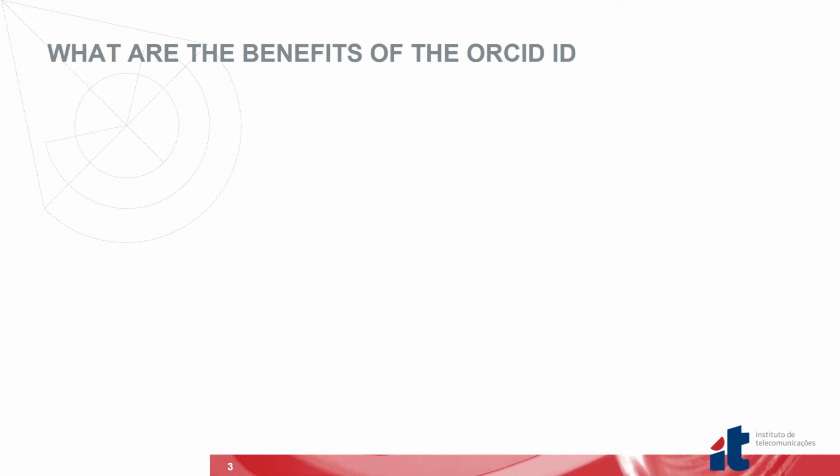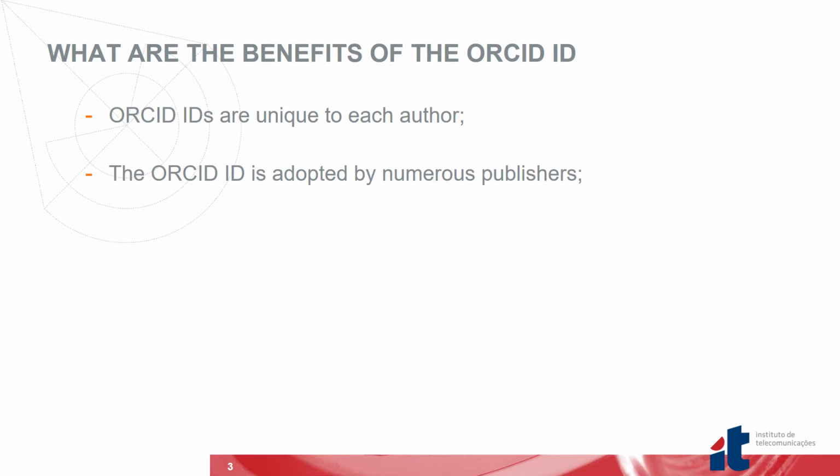Here are some advantages of registering for an ORCID ID. ORCID IDs are unique to each author, thus enabling unequivocal match between the researcher and his works. The ORCID ID is adopted by numerous publishers, allowing authors to input it during the article submission process. This allows reliable automatic metadata workflows between ORCID and their databases.